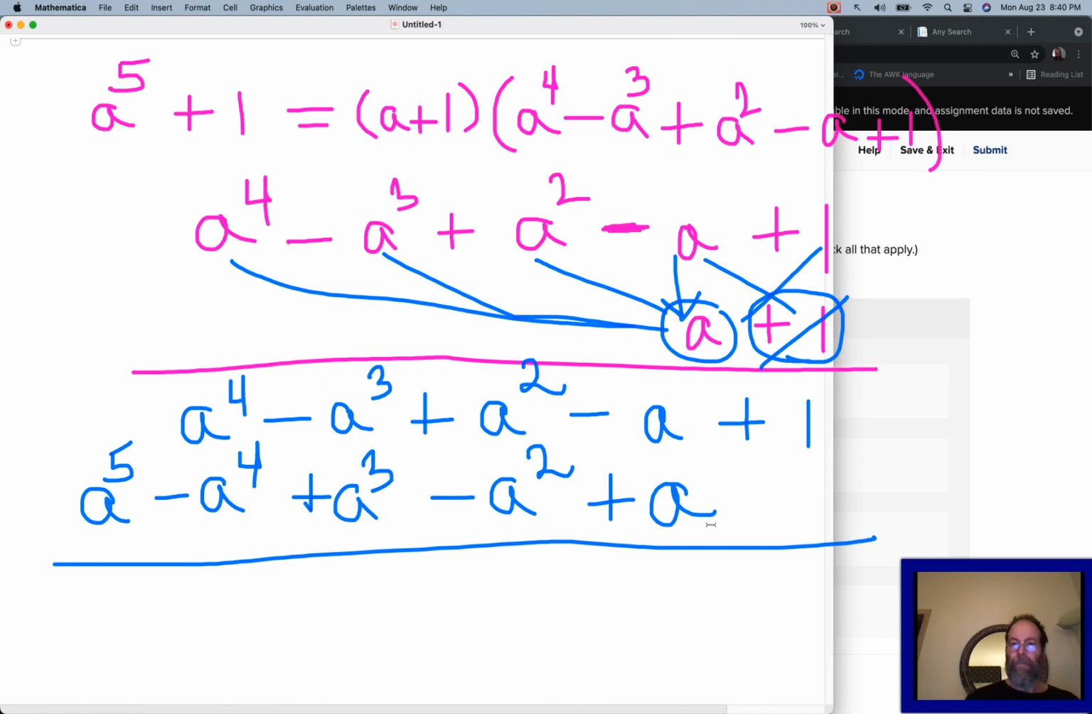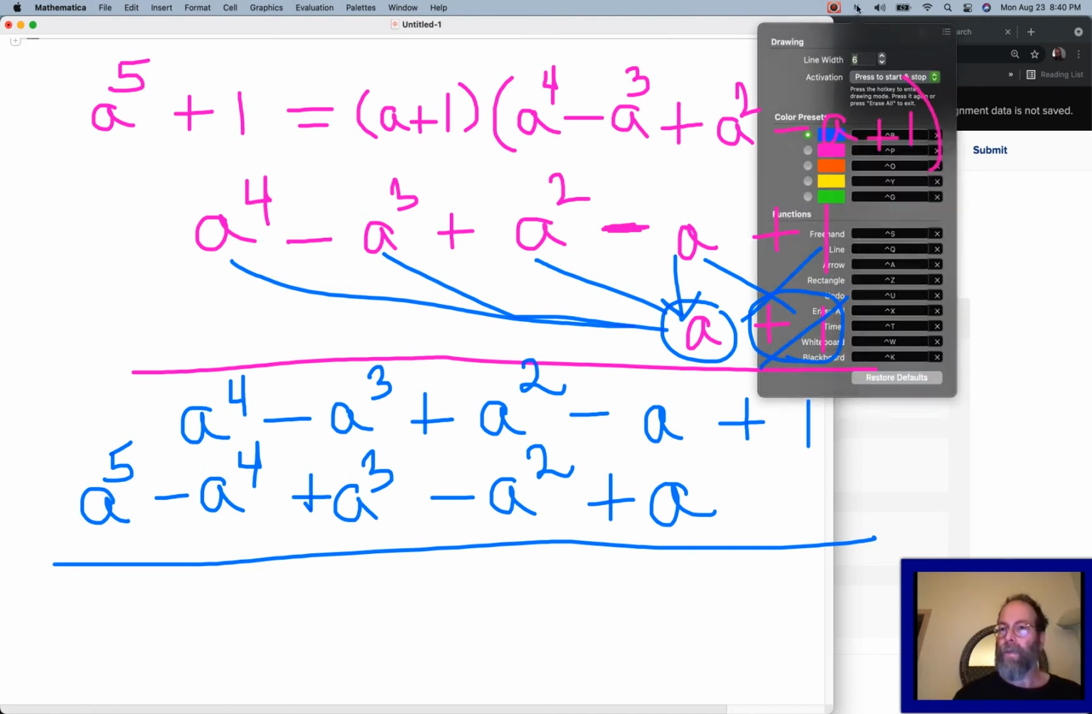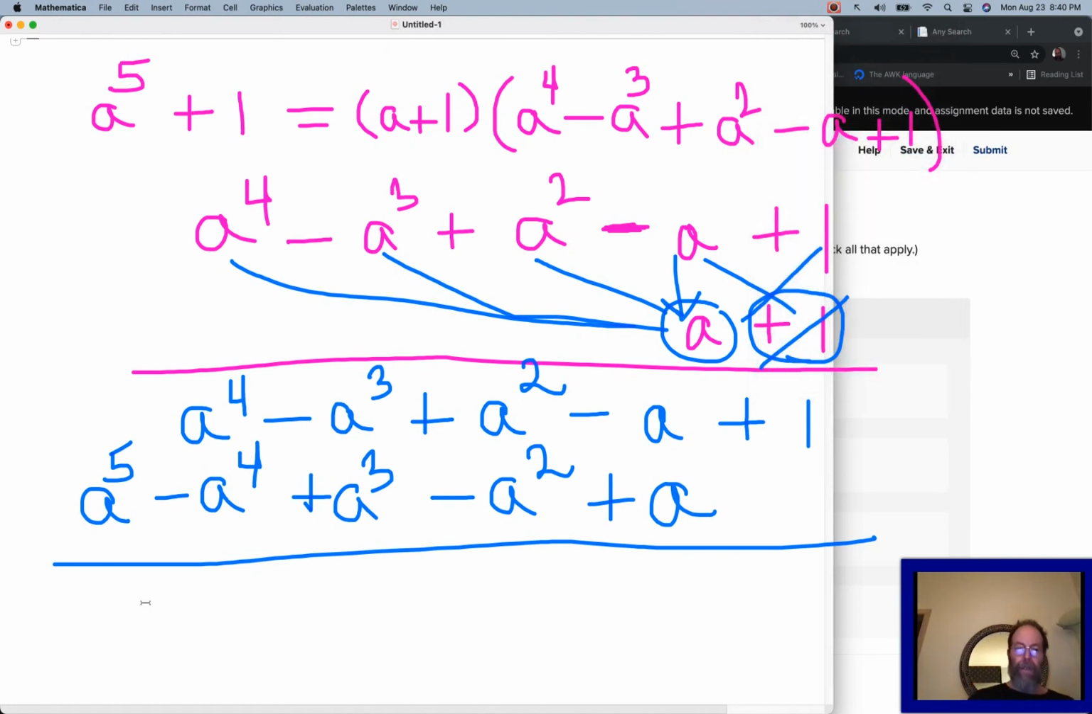Okay. Let's change colors. So then we're going to have a to the 5th. These terms cancel. These terms cancel. These terms cancel. These terms cancel. Plus 1. So a to the power 5 plus 1 is equal to a plus 1 times a to the power 4 minus a to the power 3 plus a to the power 2 minus a plus 1.